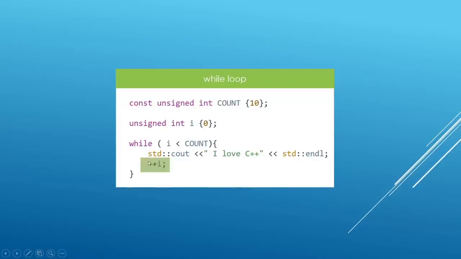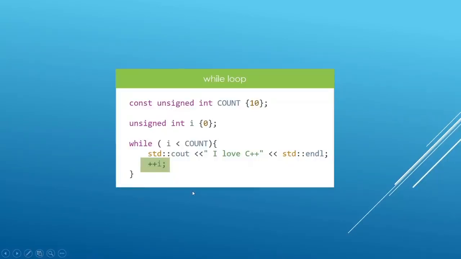Once we get a 9, we're going to run the test again, and we're going to say is 9 less than 10. That's going to be successful. So we're going to fall inside, print I love C++. We're going to increment and get a 10. And if we run the test again, we're going to say is 10 less than 10. That's going to fail. And we are going to fall on the outside of the loop. And we're going to run whatever code is on the outside here.